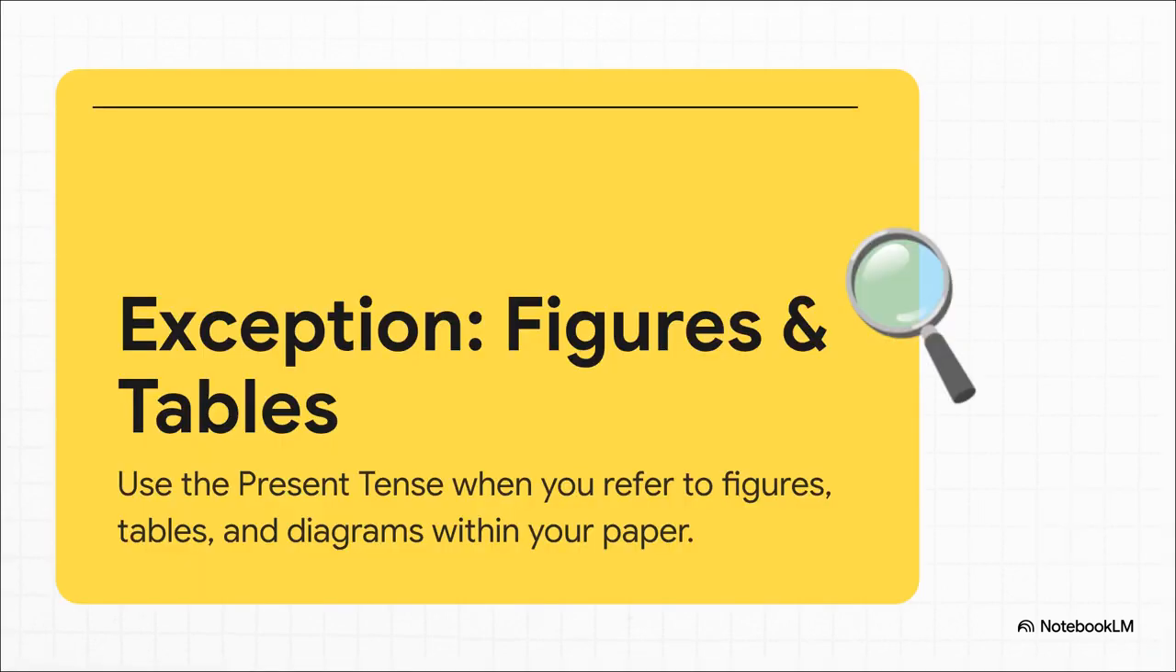When you refer to your figures and tables, think about it. As your reader is looking at your paper, that figure or table is right there on the page. It is there. It currently shows the data, so you always write "Figure 1 shows" in the present tense, because you're pointing to something that exists for the reader in that very moment.